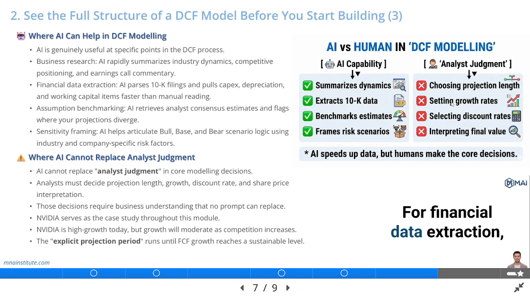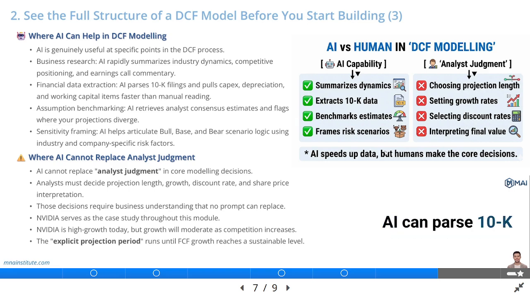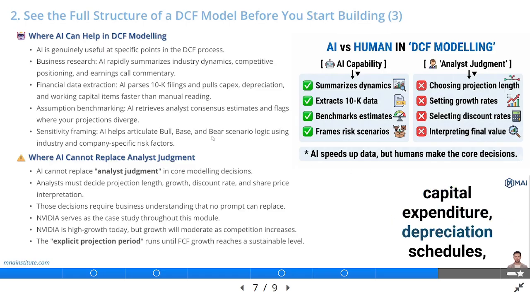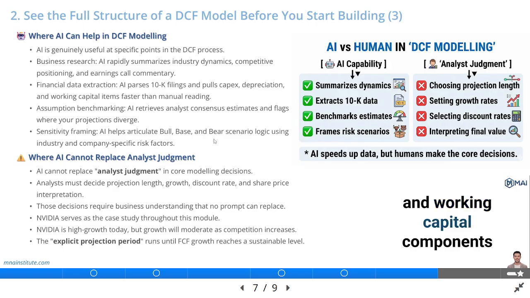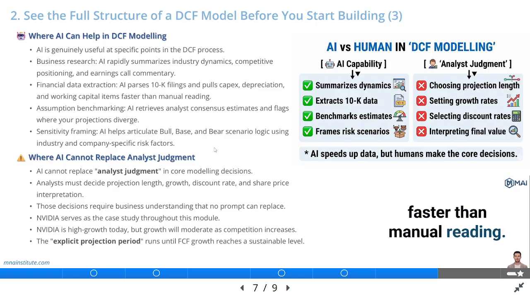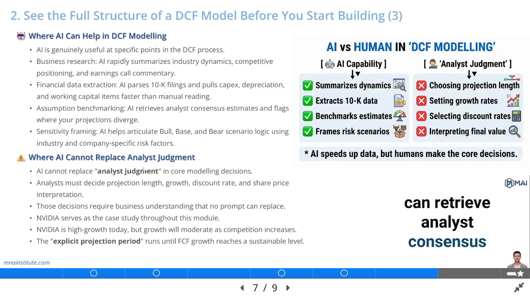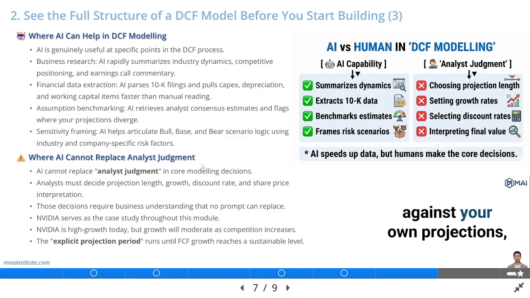For financial data extraction, AI can parse 10K filings and pull specific line items such as capital expenditure, depreciation schedules, and working capital components faster than manual reading. For assumption benchmarking, AI can retrieve analyst consensus estimates and compare them against your own projections, flagging where your assumptions diverge significantly from the market view.